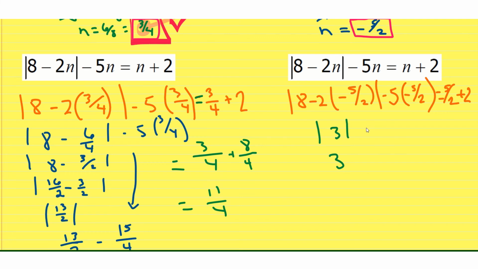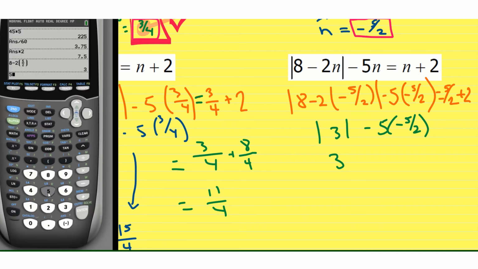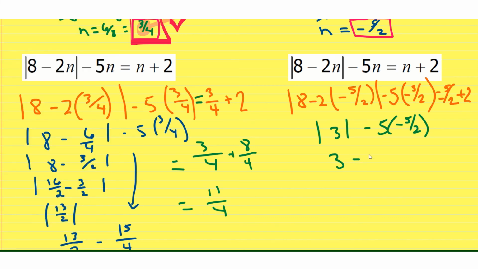But then I have minus 5 times the negative 5 halves. So let's go over here, use our calculator again. I've got 5 times our fraction of 5 halves. Okay, so that's 25 halves. So that's going to be a positive. A negative times a negative is going to give me a positive. So positive 25 halves. And on the other side, I'm going to have 5 halves plus 4 halves, because 4 halves is equal to the 2.